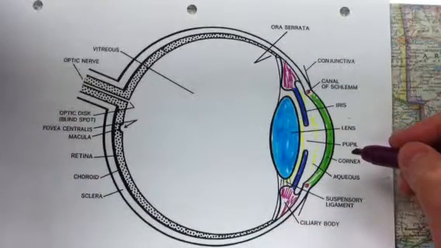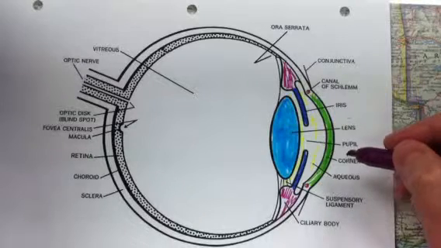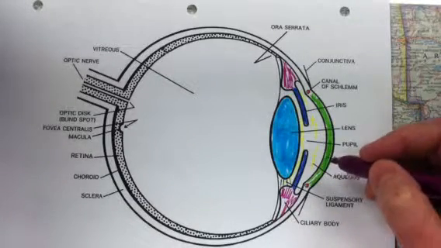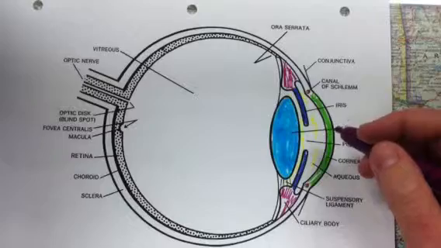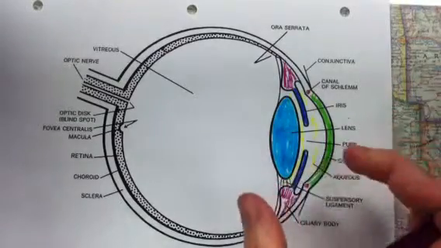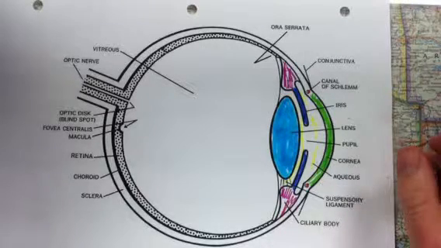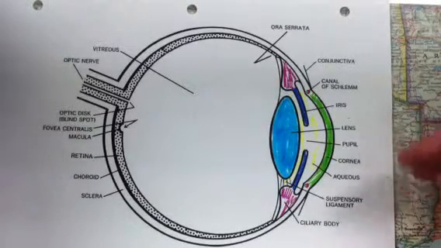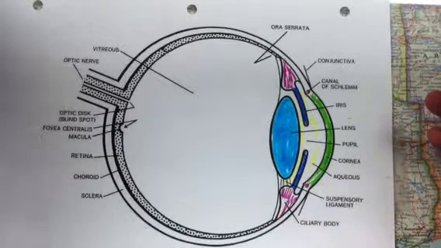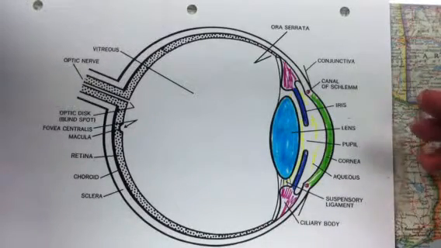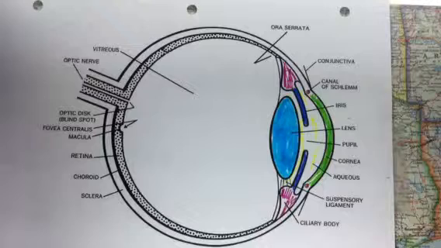The suspensory ligaments, in conjunction with the ciliary body, help the lens to focus light on the retina by changing the shape of the lens, being thicker or thinner. And this is called accommodation. Young children can do this quite easily, but as you age, the lens begins to harden up a bit. And so accommodation is not quite so easy as you age.